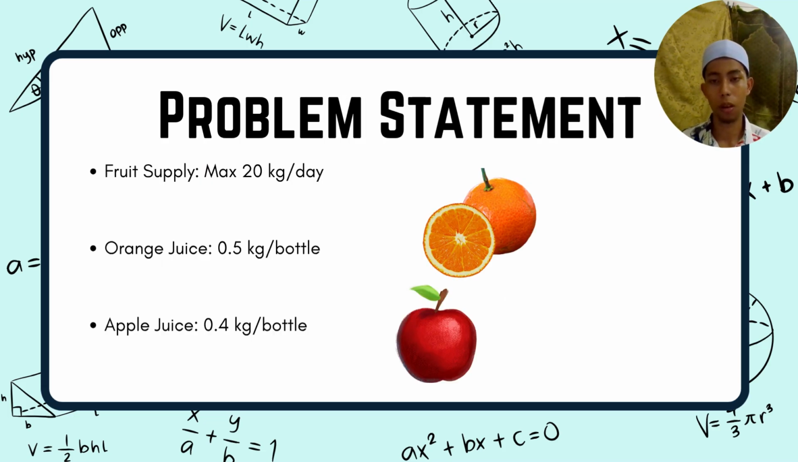Problem statement. Fruit supply. The company can only hold a maximum of 20 kilograms of fruit per day. We need 0.5 kilograms of orange to create one bottle of orange juice, and we need 0.4 kilograms of apple to create one bottle of apple juice.